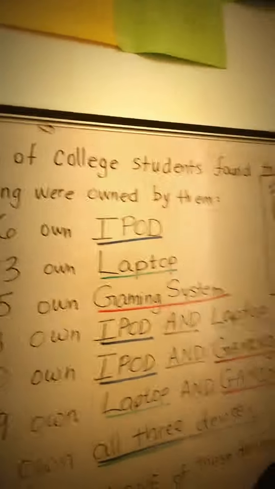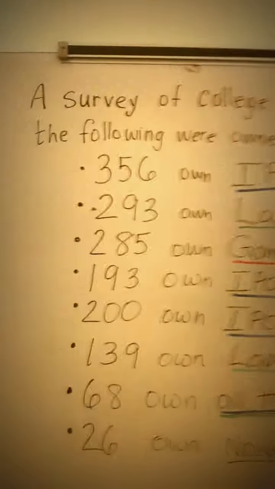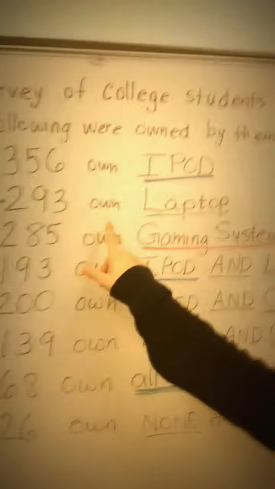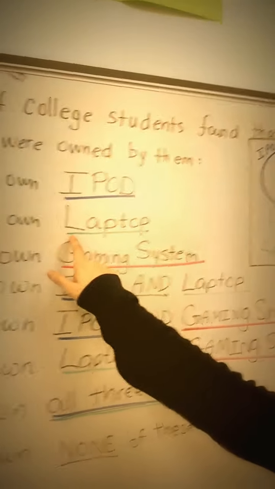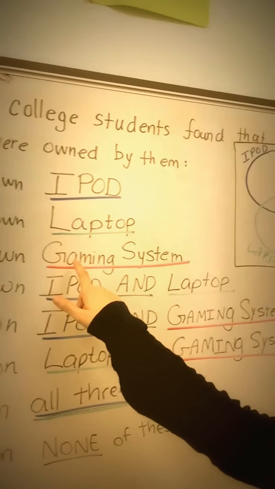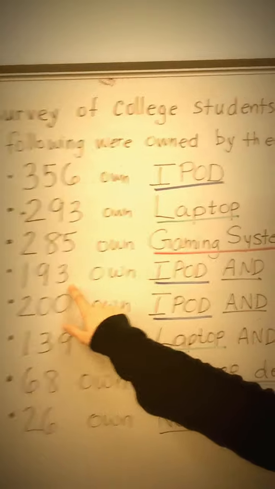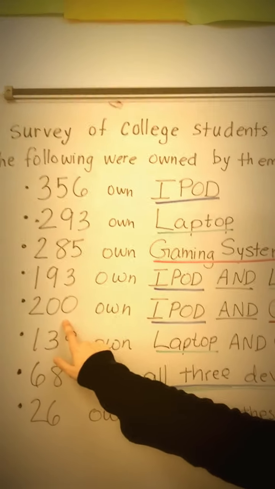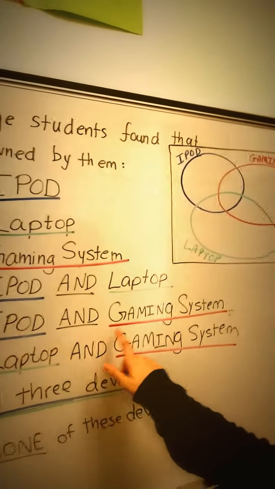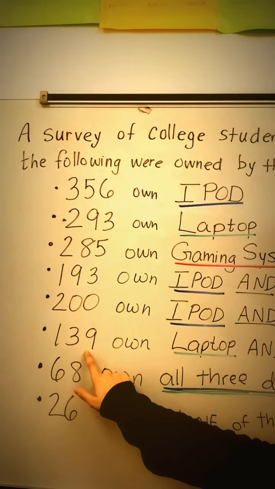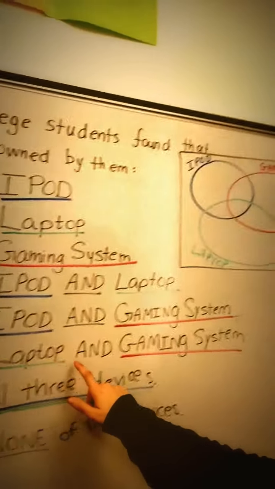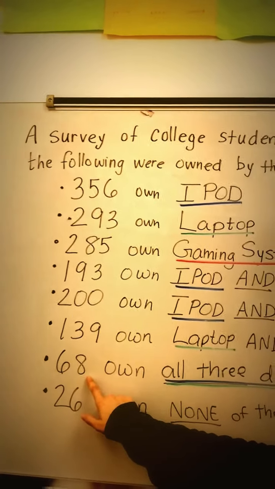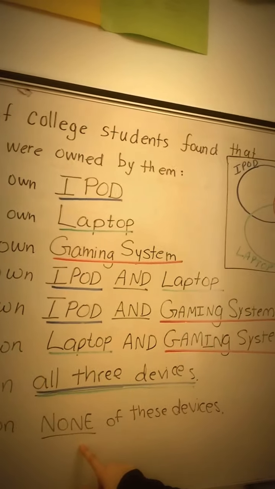A survey of college students found that the following were owned by them. 356 owned iPods, 293 owned laptops, 285 owned gaming systems, 193 owned both an iPod and a laptop, 200 owned an iPod and a gaming system, 139 owned a laptop and a gaming system, 68 owned all three devices, and 26 owned none of the devices.